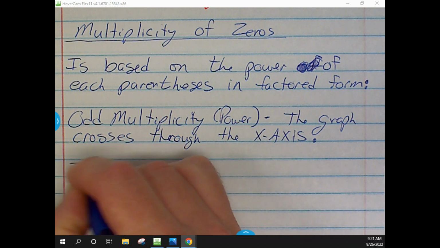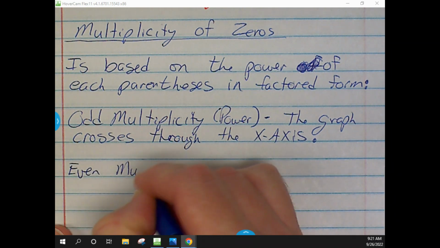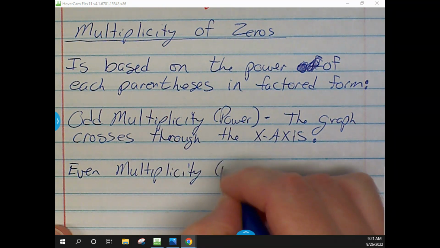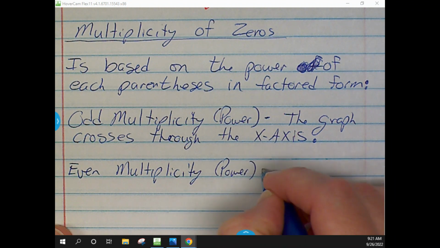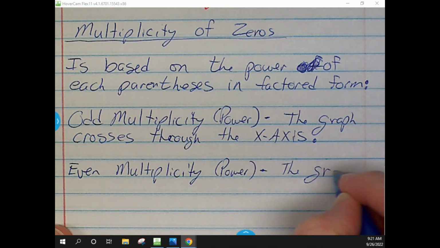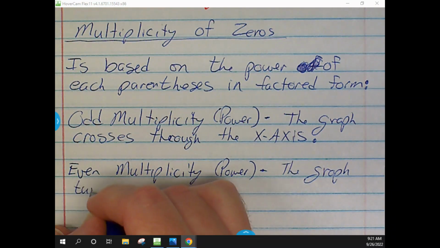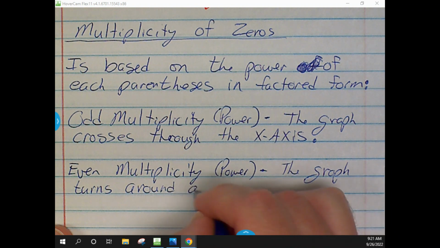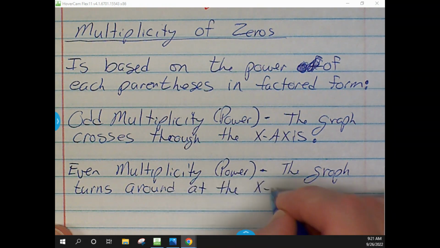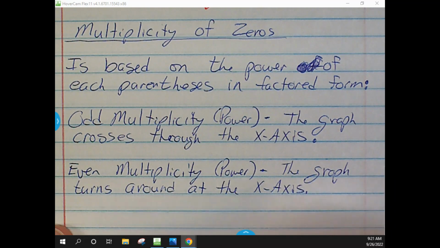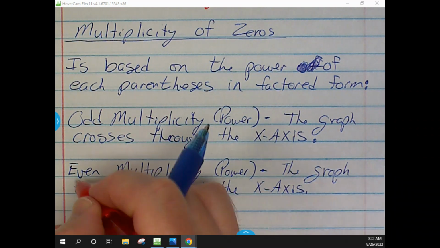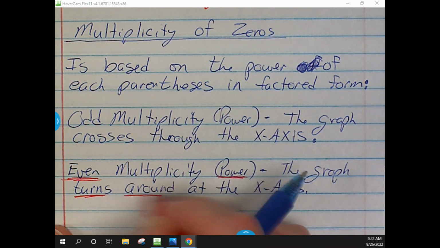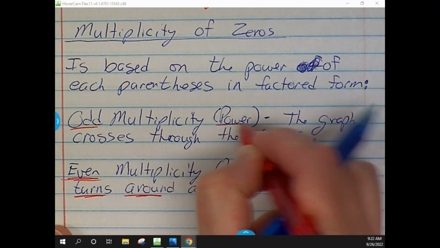If it's an even multiplicity or an even power, then we know the graph turns around at the x-axis. So if it's an even power, it turns around. If it's an odd power or an odd multiplicity, then it crosses through.